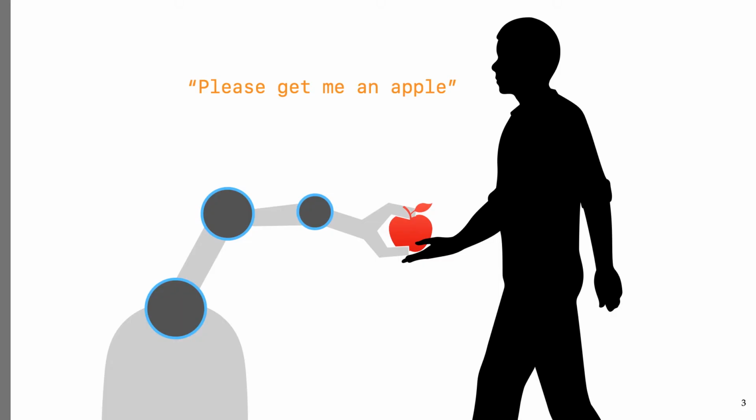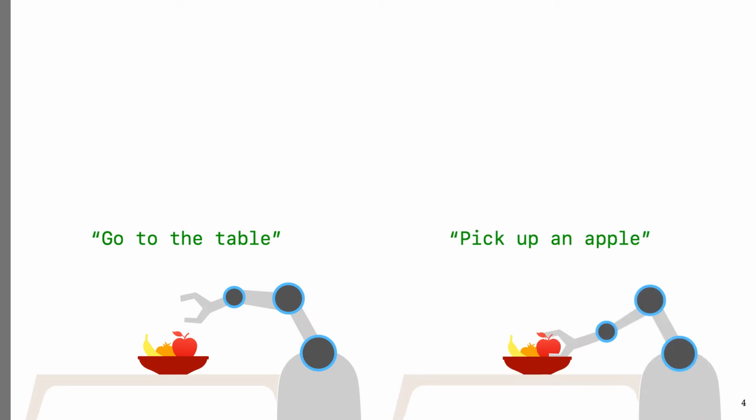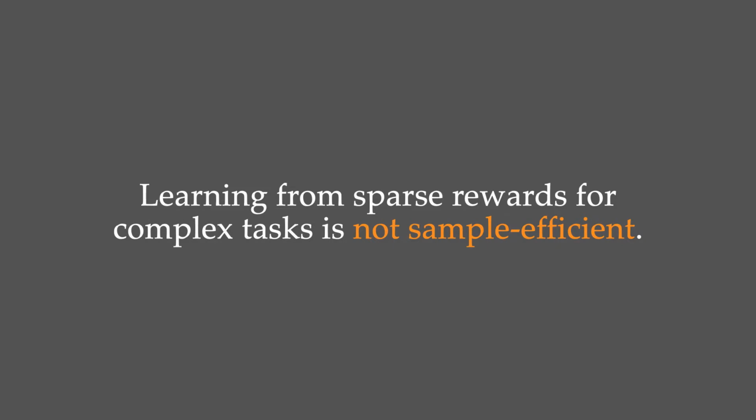This problem is called instruction following, and it's commonly framed through reinforcement learning. Often, the agent only sees reward after solving the task from start to finish, which makes learning difficult. A solution trajectory might have to take many correct actions or traverse bottlenecks, like going to the table or picking up an apple before ever seeing reward. In short, learning from sparse rewards for complex tasks is not sample efficient.